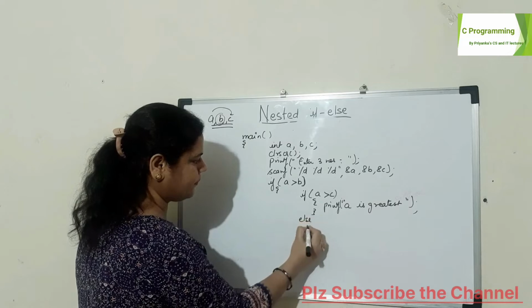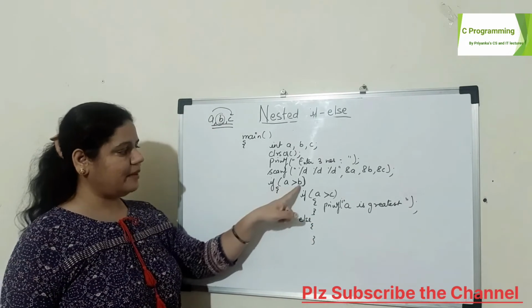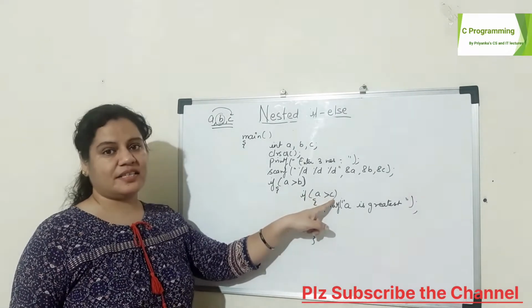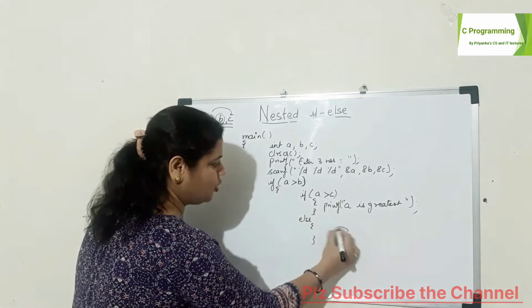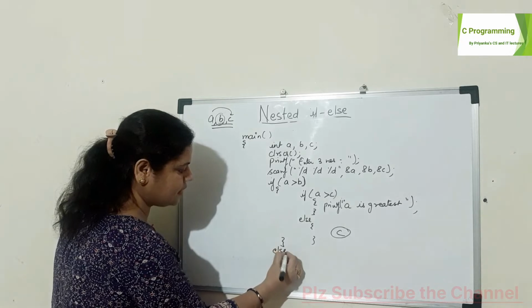Else. Now A is greater than B, it is true, but A is not greater than C. It means what? C is greater, then you need to print over here what? C. Close the braces. Else.